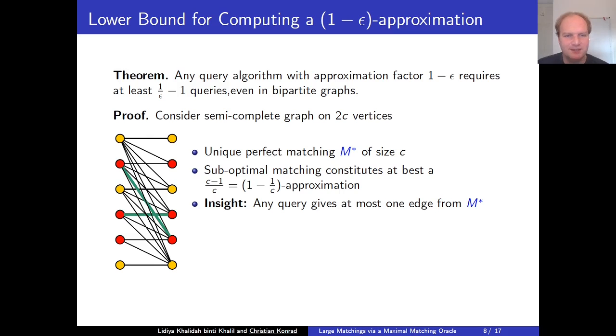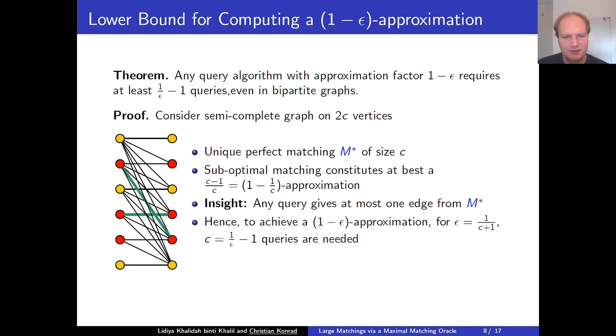But that means if we want to compute better than a C minus 1 over C approximation, then we need at least C rounds, of course, because we can only produce one optimal edge in each round. This can be rephrased, for example, by setting epsilon to be 1 over C plus 1, and we see that 1 over epsilon minus 1 queries are needed. And that's basically already it.